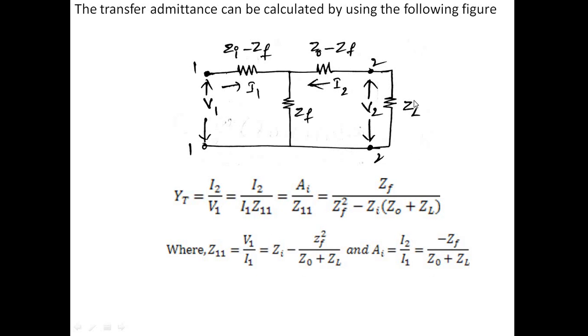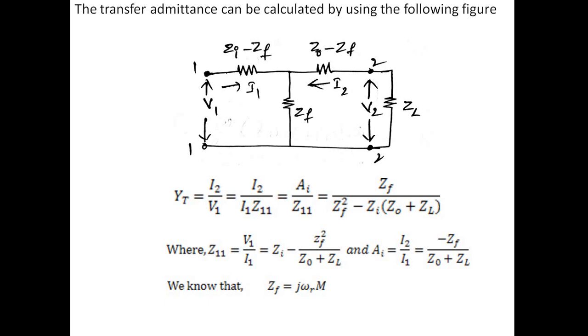For the time being I am not deriving Z11 by applying the loop equations; you try to evaluate V1 by I1. Similarly, to find the current gain, you need to get I2 divided by I1 by applying the loop equations. You derive both Z11 as well as AI. You substitute these two, and you get the equation Yt is equal to Zf divided by Zf squared minus Zi into Z0 plus ZL.